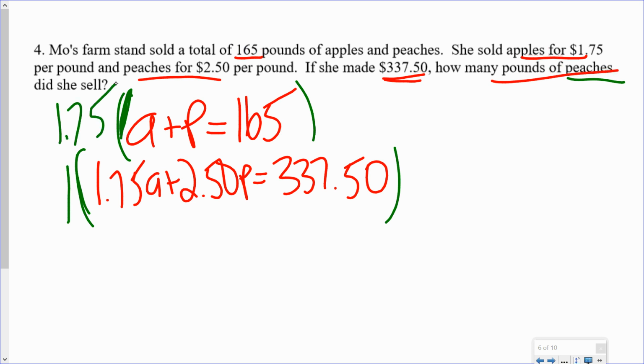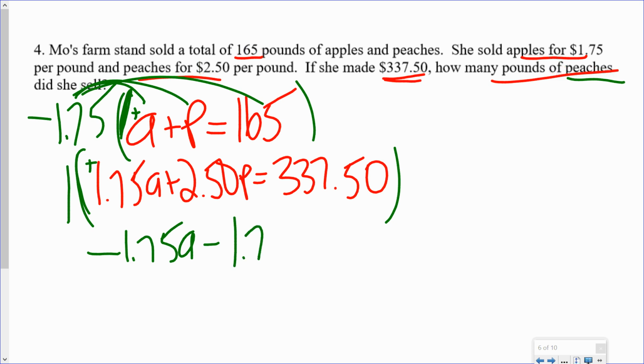Are the signs the same or different? They're both positive. They're the same. That's bad. So I make one of them negative. I multiply everything through. Negative 1.75A minus 1.75P equals negative 1.75 times 165.